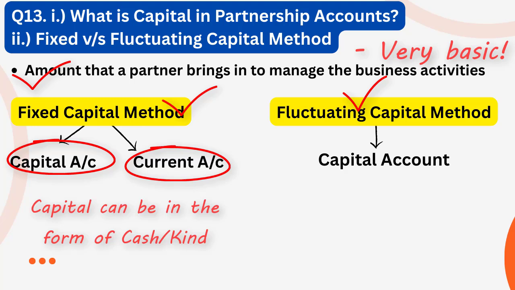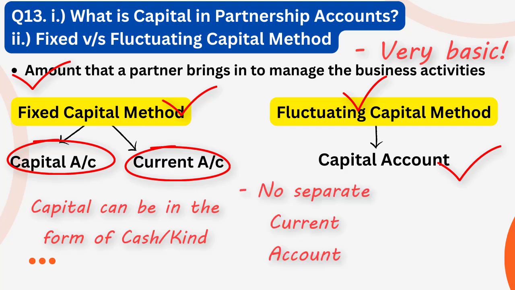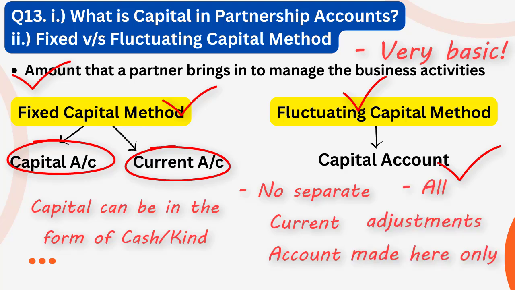In this case, a single capital account is maintained for each partner. All the transactions such as interest on capital, drawings, profit share, etc. are all directly adjusted in this account only. There's no separate current account in this case. The balance keeps changing because there are continuous additions and deductions happening here.